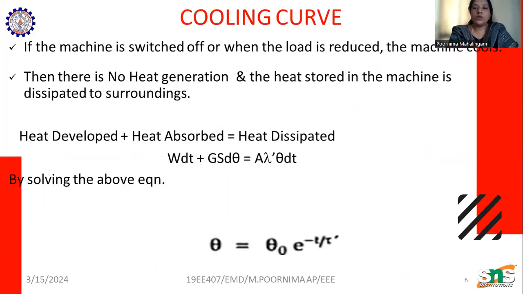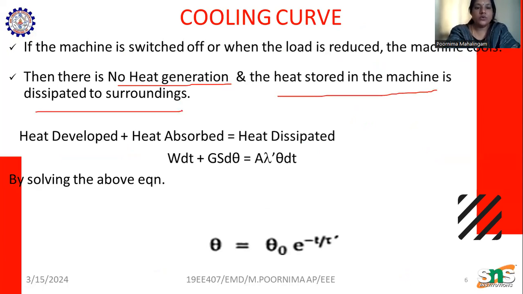Next we are going to the cooling curve. What is a cooling curve? If a machine is switched off or when the load is reduced, the machine cools. When there is no heat generation, the heat stored in the machine is dissipated to the surroundings. Whatever heat is inside the machine comes out and dissipates to the surroundings.